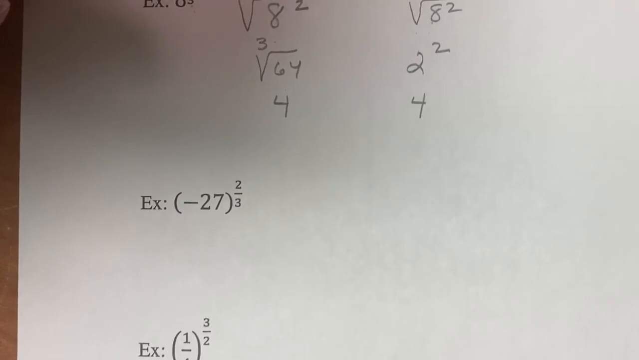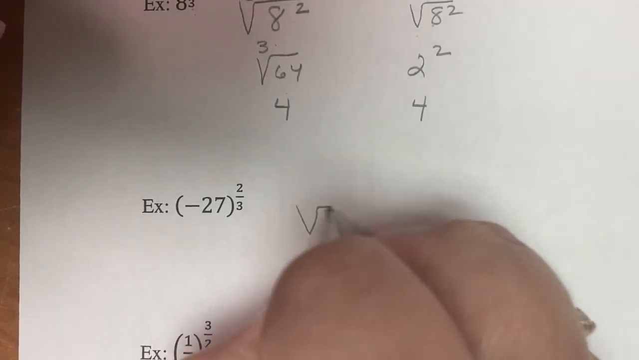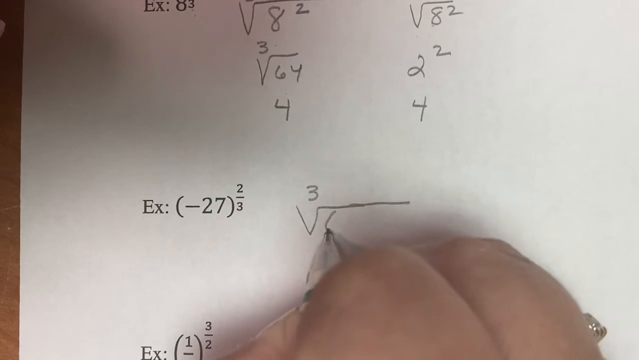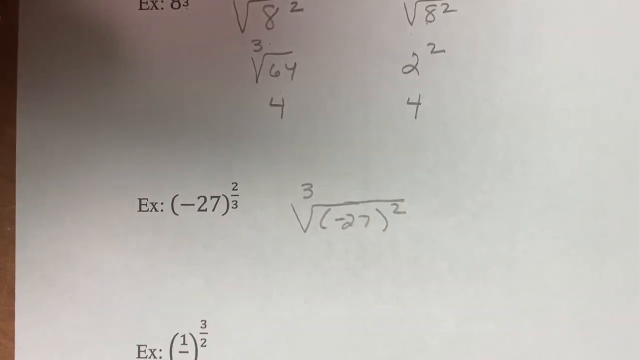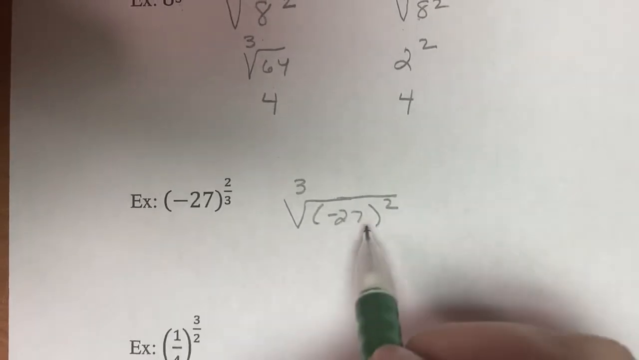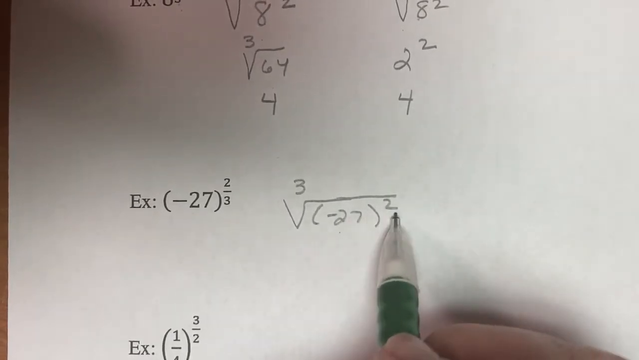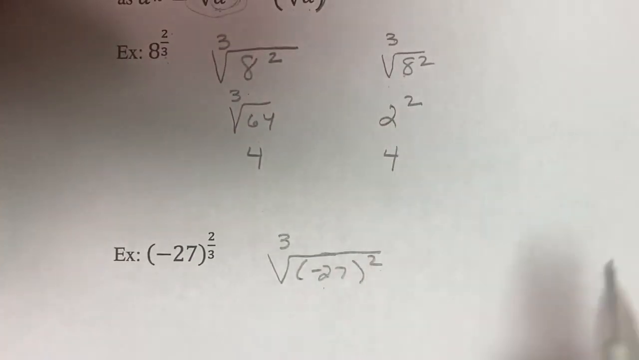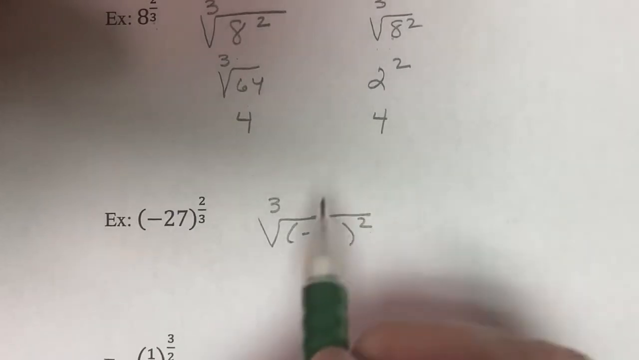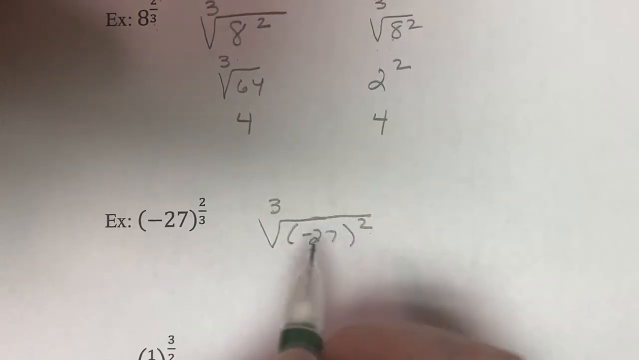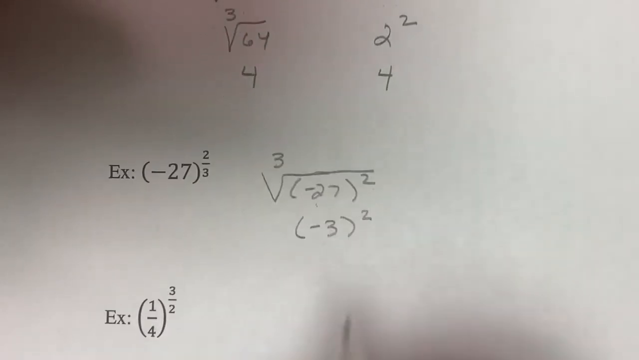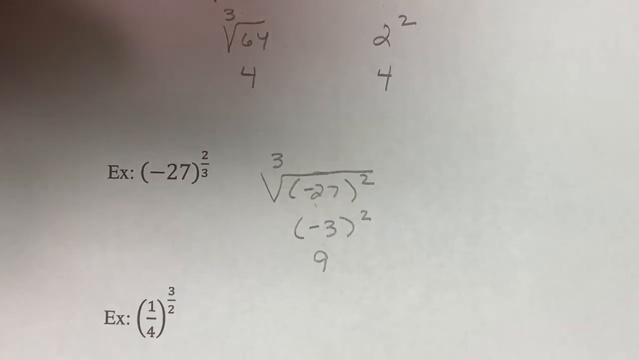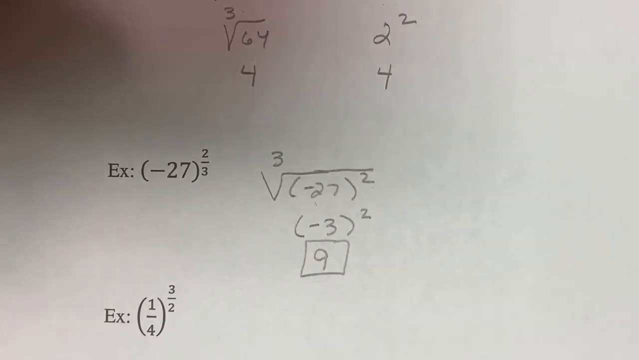Well, let's see that in this one. So if I change that, it's going to be the cube root of negative 27 to the second power. Well, see, here's a perfect example. I don't know what negative 27 to the second power is. That's just too much work for me. So I'm going to use the second way. I'm going to take the root first. So I'm going to take the cube root of negative 27, that's negative 3, and then I'm going to square that to get my 9. And that's all you have to do.